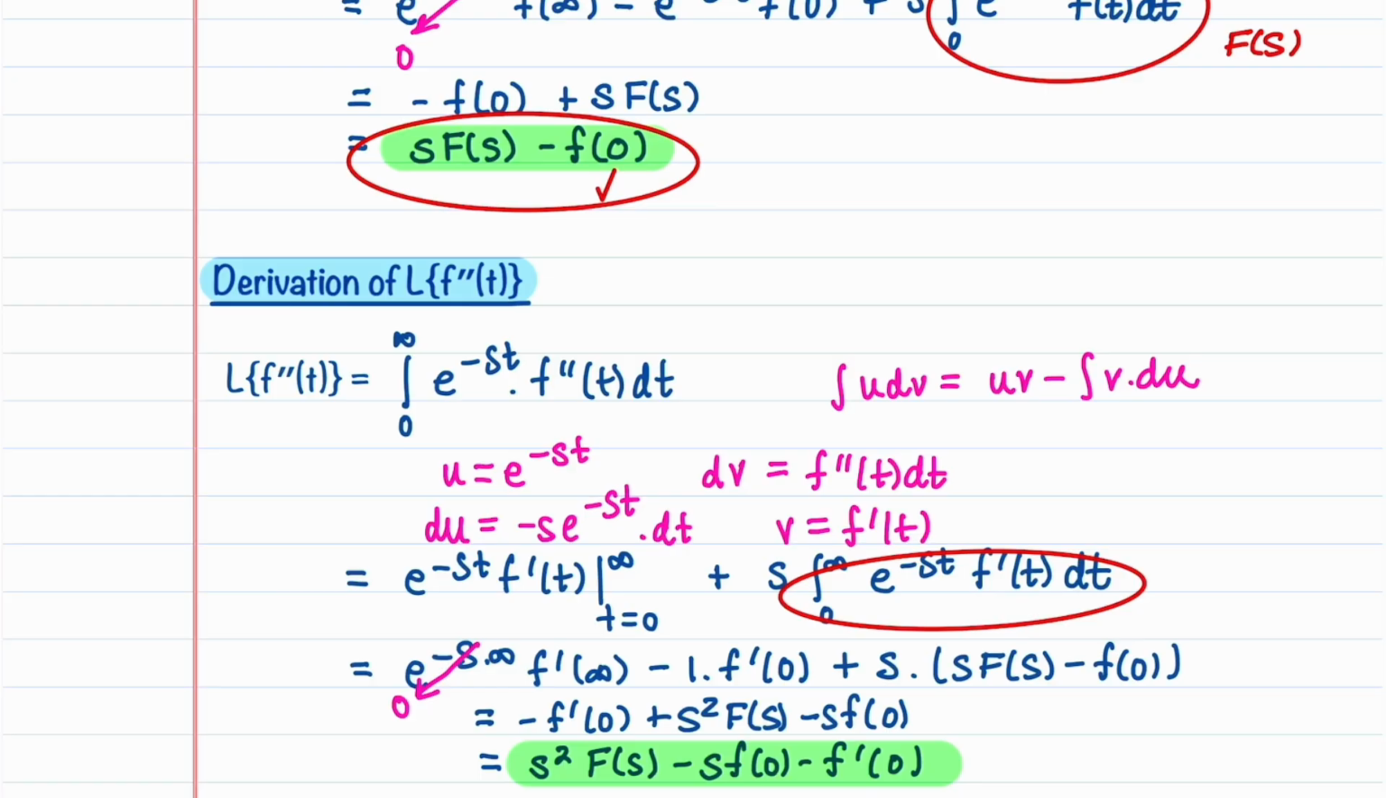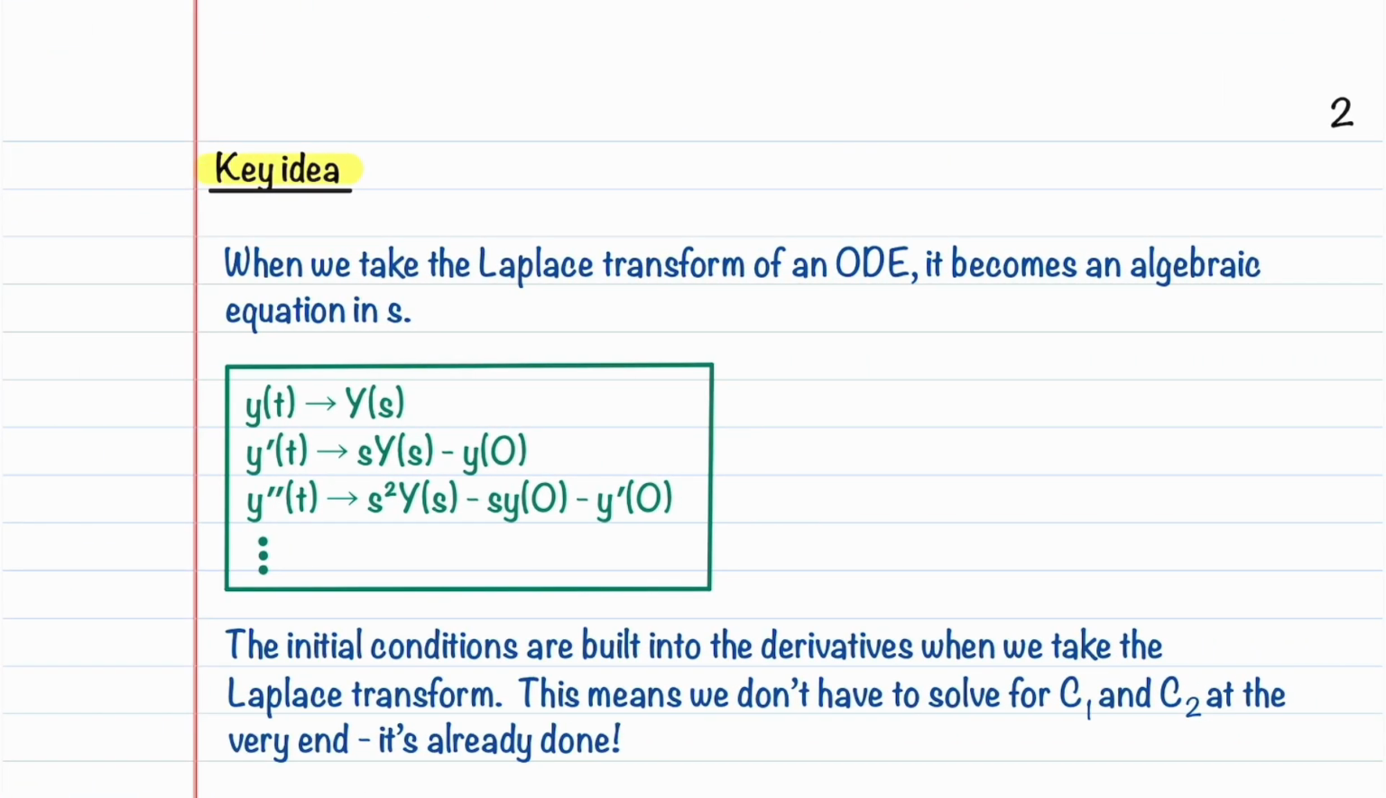It's an algebraic equation in terms of s, and it contains the initial conditions. Here's the key idea. When we take the Laplace transform of an ordinary differential equation, it becomes an algebraic equation in s. To make things easier, I've written down the derivative formulas that you'll use the most here in this green box. The initial conditions are built into the derivatives when we take the Laplace transform. This means that we don't have to solve for C1 and C2 at the very end. It's already done.